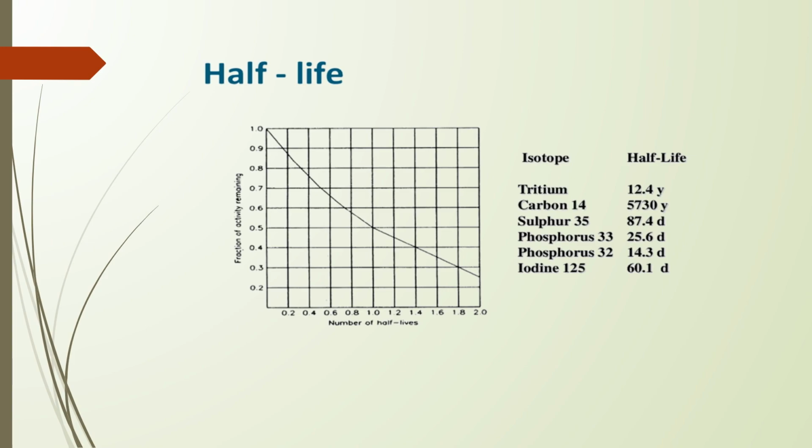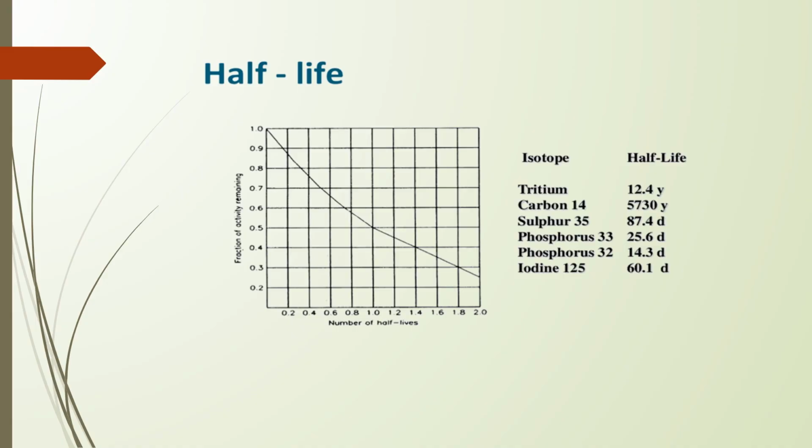Different radioisotopes possess wildly different half-lives, ranging from fractions of a second to thousands of years. For instance, looking at common workplace and research isotopes, tritium has a half-life of 12.4 years, while carbon-14 takes 5,730 years to decay by half. Conversely, isotopes used in medical or biological applications decay much faster.